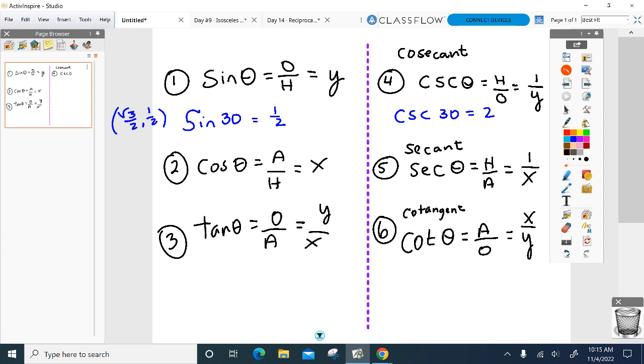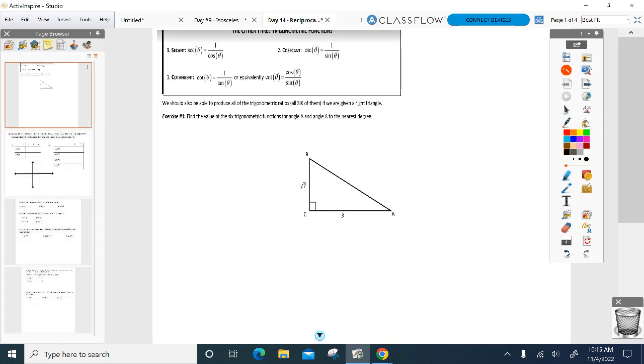Now go to your notes for me. At the top of your notes, write SOHCAHTOA down. And underneath, we're going to write which one is related to the one of the new three. So let's start with the easiest one. What's tangent related to?